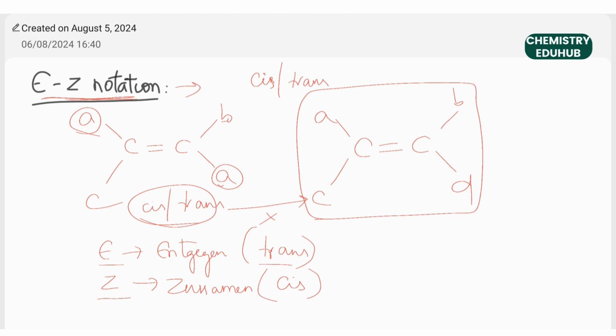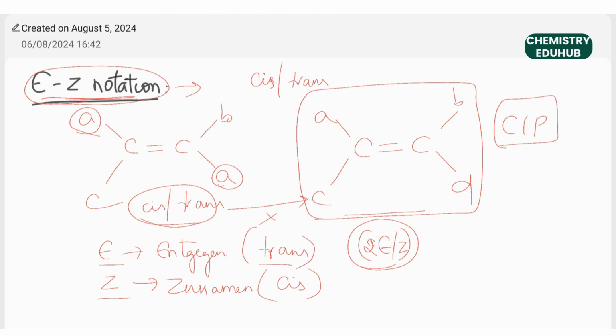When we write the IUPAC name of the molecule, we put this E or Z in parentheses or square brackets, and we mention the position where exactly the configuration is, that is at the second carbon or third carbon or fourth carbon, etc. So this way we give the configuration. For writing whether the given molecule is E or Z, we need to use CIP rules.